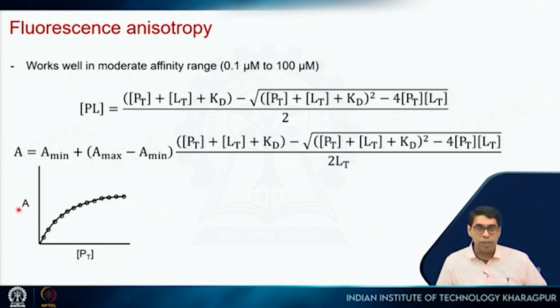So this is A, right? Something that we are measuring, and we can then also normalize it. So there will be a maximum value, there will be a minimum value. So we can normalize that using this, and then you can see that this is the basic equation that we have derived. So the same equation comes back, right? So you fit to this, and you know this L total, you know P total, you are also measuring all of these A values. So you fit for Kd and you can get your dissociation constant. So this type of experiment works very well for moderate affinity range, which is 0.1 micromolar to 100 micromolar.